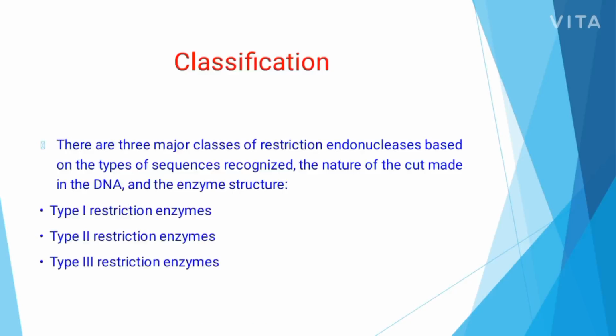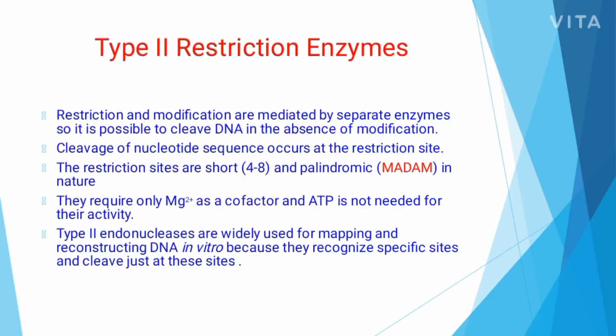Coming to the classification, it's very important. Three major classes are present in restriction enzymes. They are classified on the basis of the type of sequences they are recognizing and the nature of cut they are making, and also on the enzyme structure. Based on the enzyme structure, the restriction enzymes are classified into three types: type 1, type 2 and type 3. Of all the three types, the type 2 enzyme is the one which is most prominently used in gene cloning experiments. So, let us first learn about type 2.